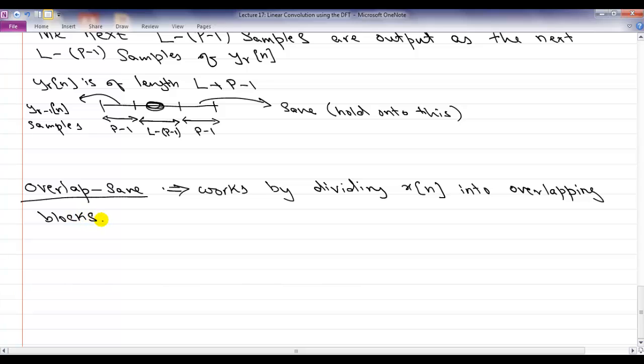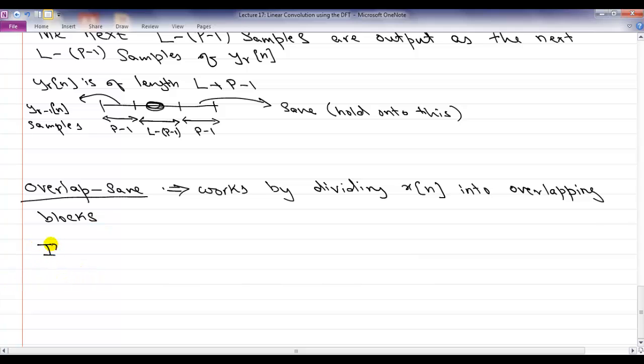Whereas in overlap add, the output was produced by keeping track of two output blocks, y_{r-1}[n] and y_r[n]. In overlap save, you actually worry about your input. You keep track of different parts of your input, but your output simply gets generated; you don't have to save anything for the output. Okay? And the way overlap save works is this.